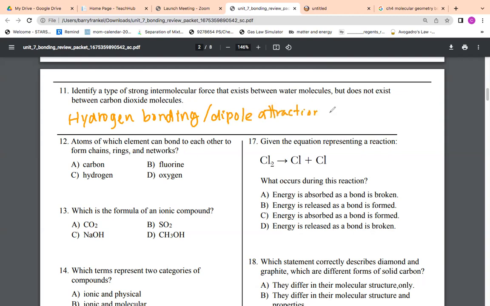Again, because water has partial positive and partial negative charges, or you can say dipole forces, any of these are fine. I personally would probably go with hydrogen bonding, but it is up to you. Anyways, number 12: atoms of which element can bond to each other to form chains, rings, and networks?